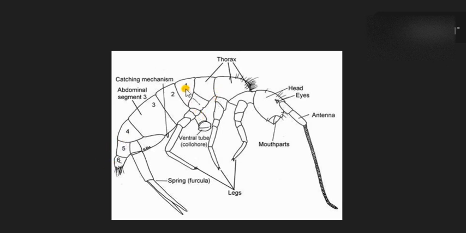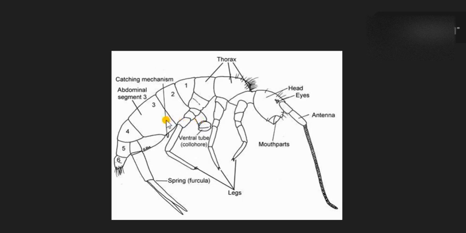In this diagram you can see that this Collembola has three appendages. The very first appendage is present on sternum number 1. Over here you can see a bilobed structure, and this bilobed structure is called the ventral tube, and this ventral tube helps in anchoring the animal to the substrate.